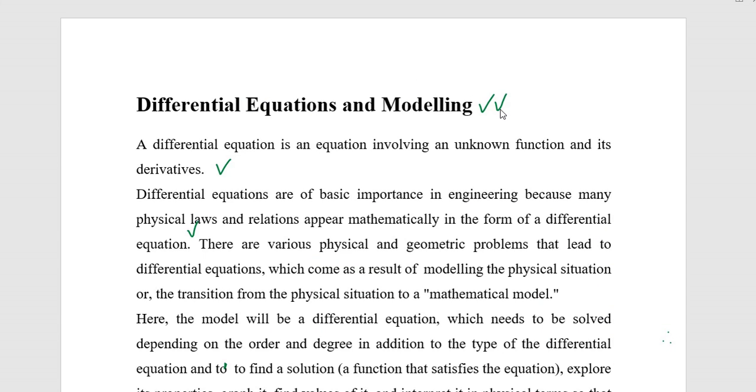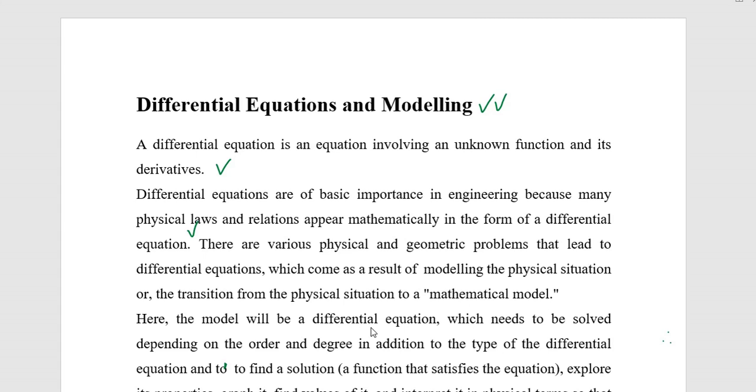Today we are going to discuss a very important topic called differential equations, alongside modeling. A differential equation can be defined as an equation involving an unknown function and its derivatives. Differential equations are of basic importance in engineering because many physical laws and relations appear mathematically in the form of differential equations. There are various physical and geometrical problems that lead to differential equations, which come as a result of modeling the physical situation, or the transition from the physical situation to a mathematical model.